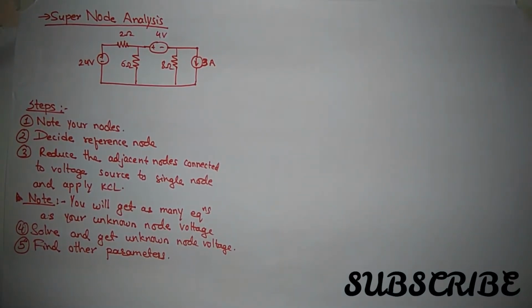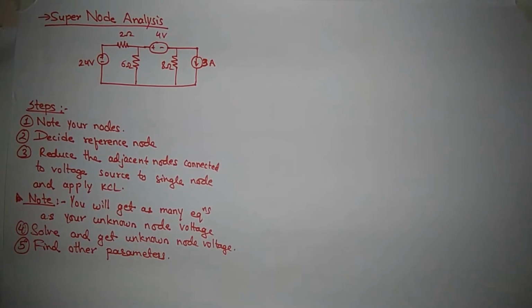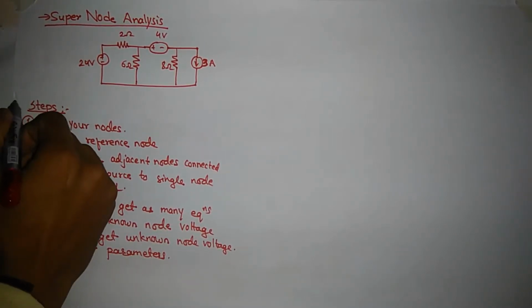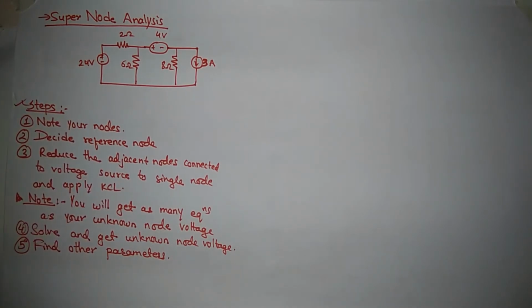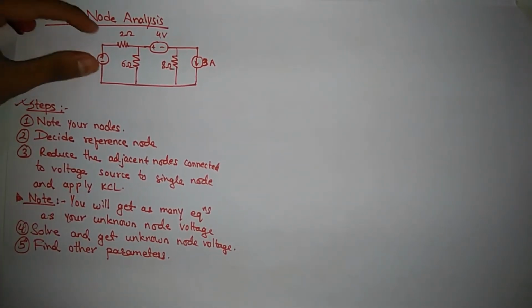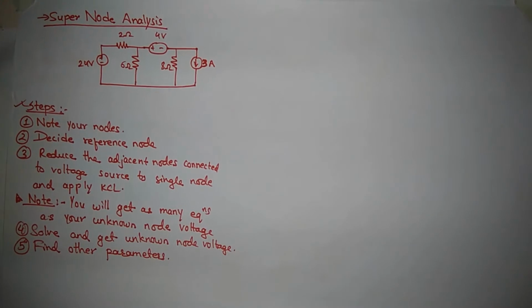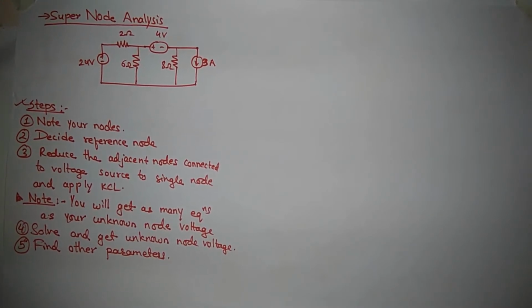In this video we will talk about supernode analysis. I have written the steps to be followed here, and I will explain these steps with the help of this circuit. What a supernode actually is: if you get any voltage source between two nodes with unknown voltage, then it is called a supernode.